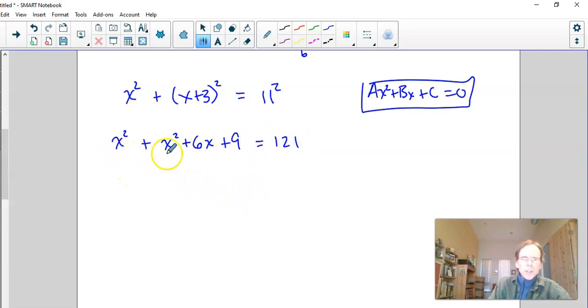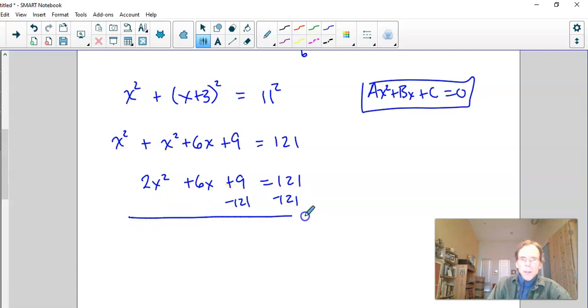All right. So I see like terms on the left. We've got an x squared plus an x squared. That's 2x squared plus 6x plus the 9 equals 121. This general form has a 0 on the right, so let's take away 121 from both sides. And then we'll have this in general form. 2x squared plus 6x, and what do you get when you take 9 and subtract 121? I think you get negative 112. Right side 0.